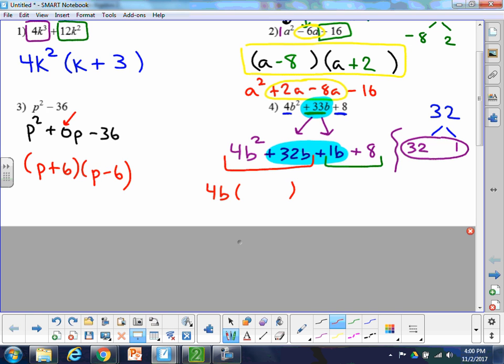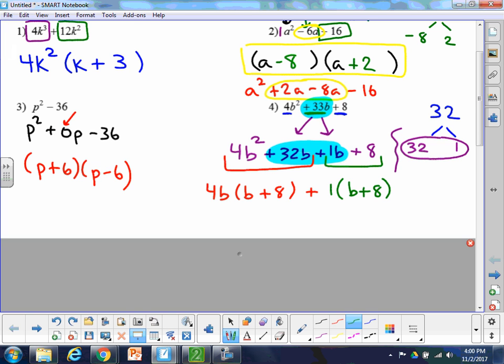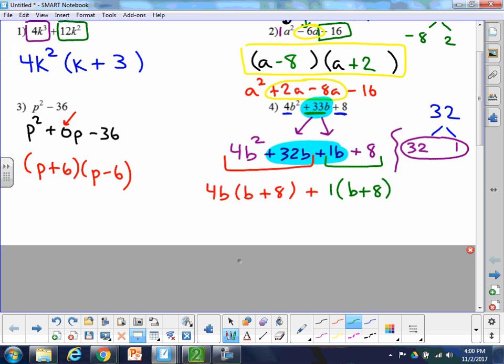Okay, and the leftover factor then would be b plus 8. While the other group shares a common factor of just 1, and the leftover would also be b plus 8. Okay, and now, the way we have this set up, if you notice the red term and the green term, they both now share a b plus 8. They have a common factor in there. So we can bring that b plus 8 up front.